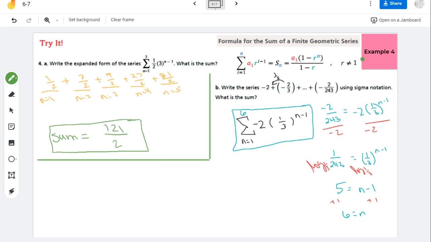Here we go. I'm just rewriting this part of the equation, filling in our values. So I'm finding S of n. My n value is the top of the sigma, which is 6. So I'm finding the sum of the first 6 terms of the series. S sub 6 equals a sub 1, my initial value, which is -2, times 1 minus my common ratio, 1/3, raised to that 6th power, all over 1 minus that common ratio, which is 1/3.